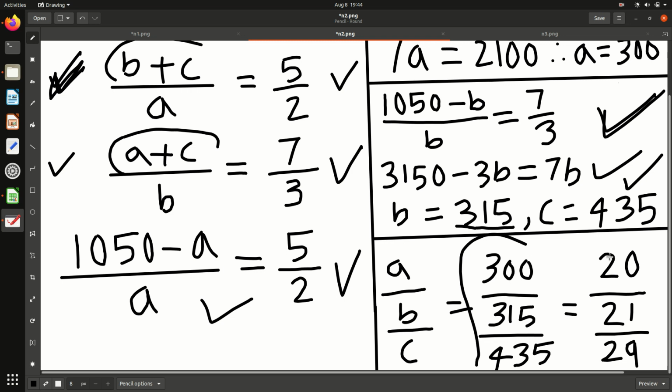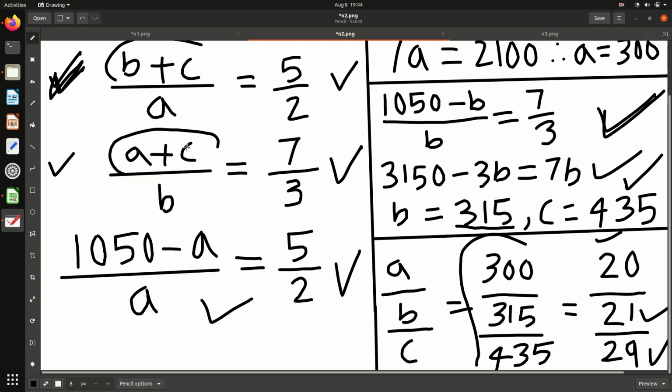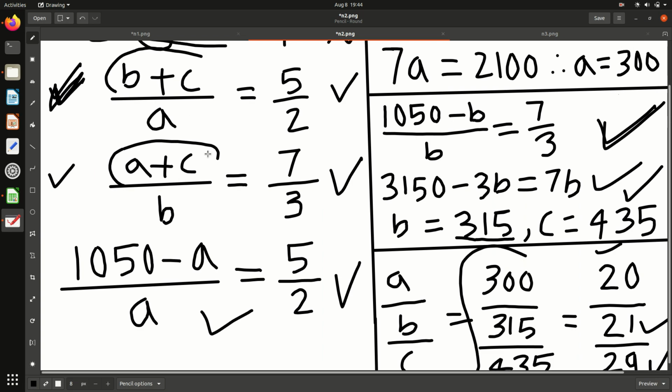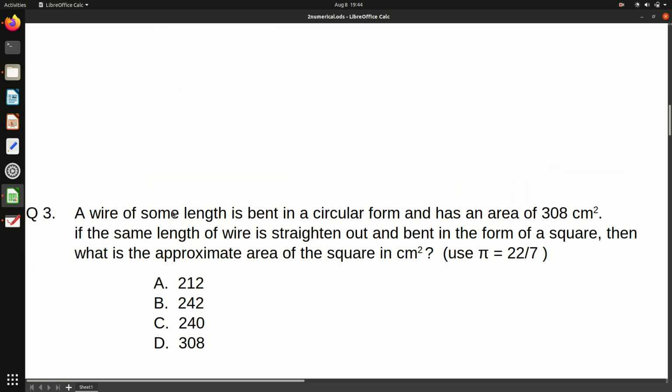So just divide 300 by 15. So we will get 20. Here also divide by 15, so 21. And here also divide by 15, so 29. So in this case, there was 15 common. So just simplify it. Then we will get 20 is to 21 is to 29. So this will be our answer. Okay, so we got the answer for this question as well. So it was very simple. Let me recap this. There were 3 equations and we just solved them. Okay, so let us move to the next one.